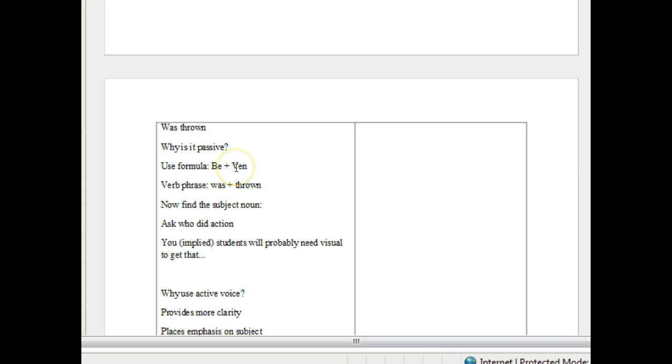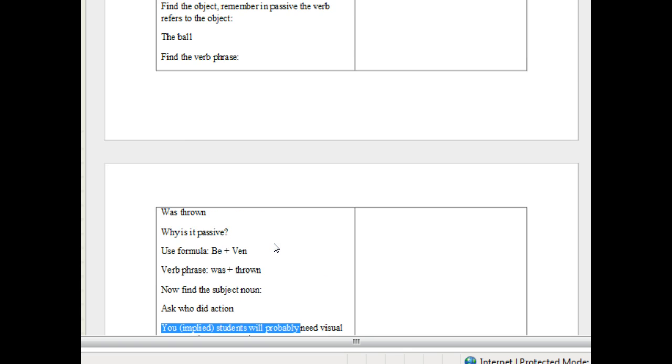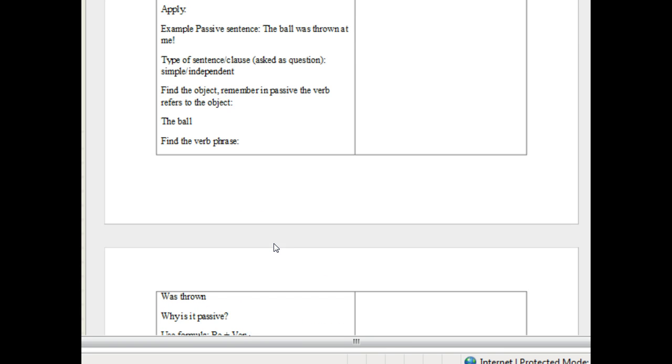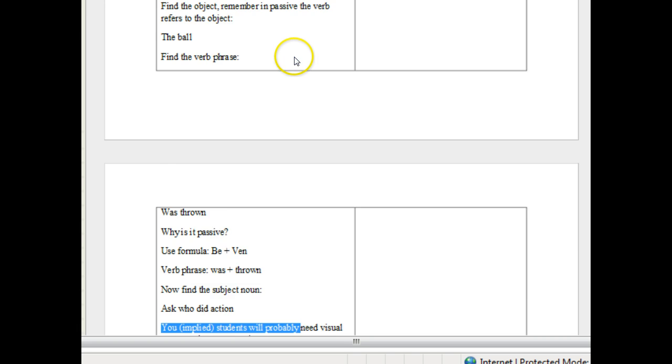Because you're right, it is passive, right? Be plus then, was thrown, find the subject noun, ask who did the action, okay? The you is not implied in here. The subject is just plain missing. The agent of action is just plain missing. The ball was thrown at me. Subject, the ball. Verb, was thrown. There's no implied you in this sentence, okay?